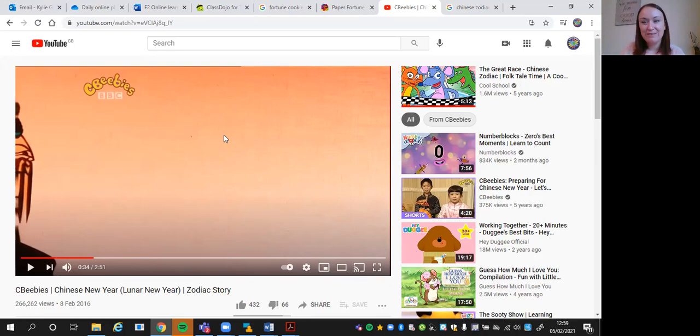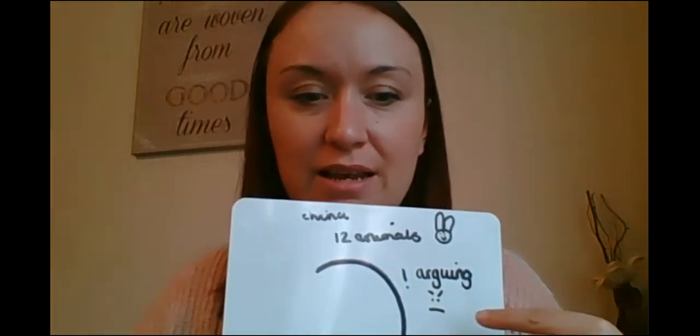Shall I show you mine? I've not got the very best pen today, but I've had a go. So I've remembered that this story is happening in China, and I've remembered that there are 12 animals, and I've just drawn my favourite one, which is the rabbit, because obviously I am born in the year of the rabbit. And then I've put here the thing that started going a bit wrong is that they were all arguing.